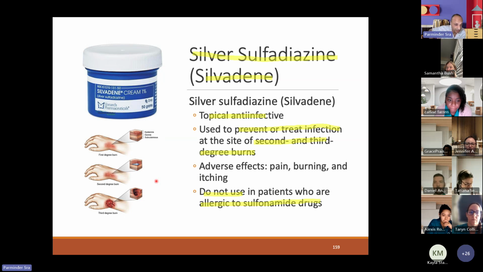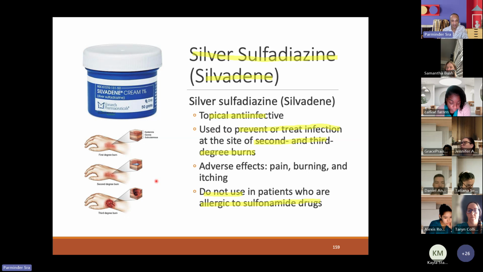This is used in burn patients, okay? Important to know what it's used for. Burn patients. What it is? Antibacterial. It's an antibiotic cream. Okay, and the use is to prevent or treat, both. Prevent or treat. And what type of burns? Second and third degree burns.